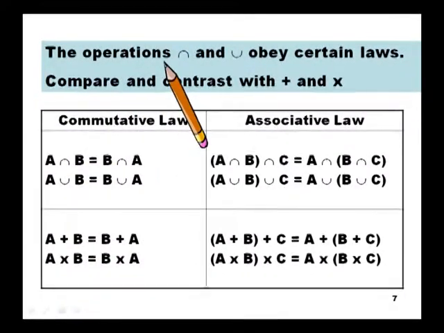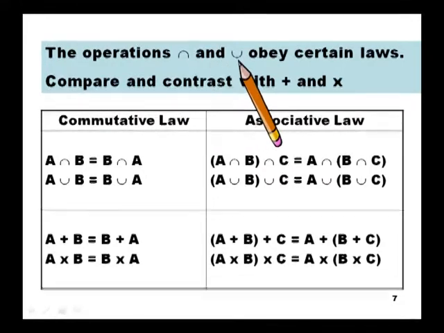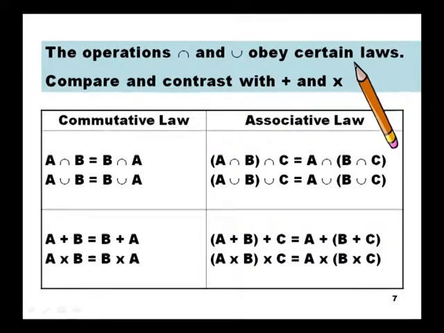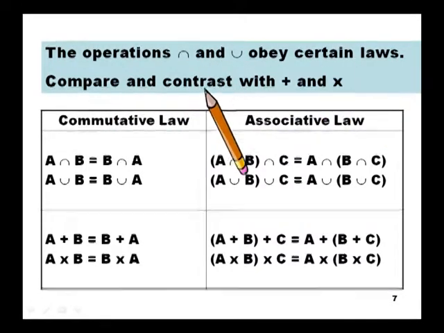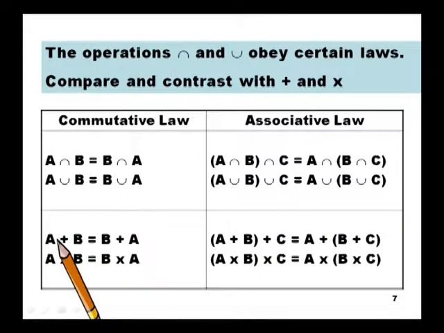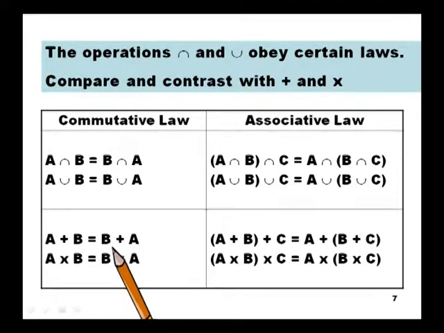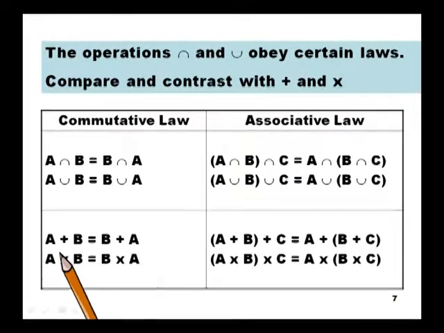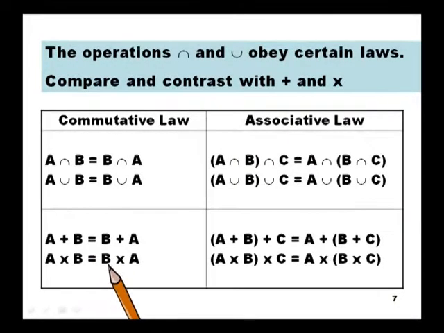The operations intersection and union obey certain laws. Compare and contrast addition and multiplication. Commutative law. A intersect B is equal to B intersect A. A union B is equal to B union A. A plus B is equal to B plus A. A multiplied by B is equal to B multiplied by A.